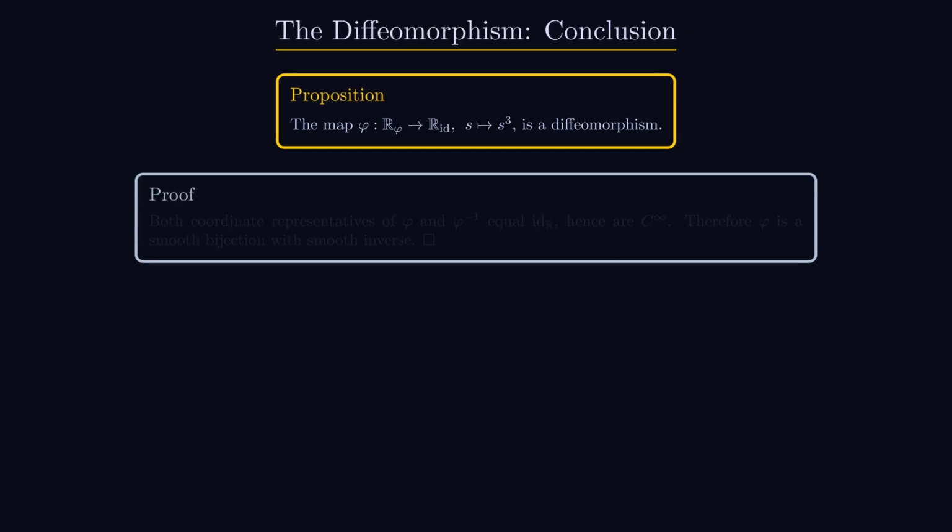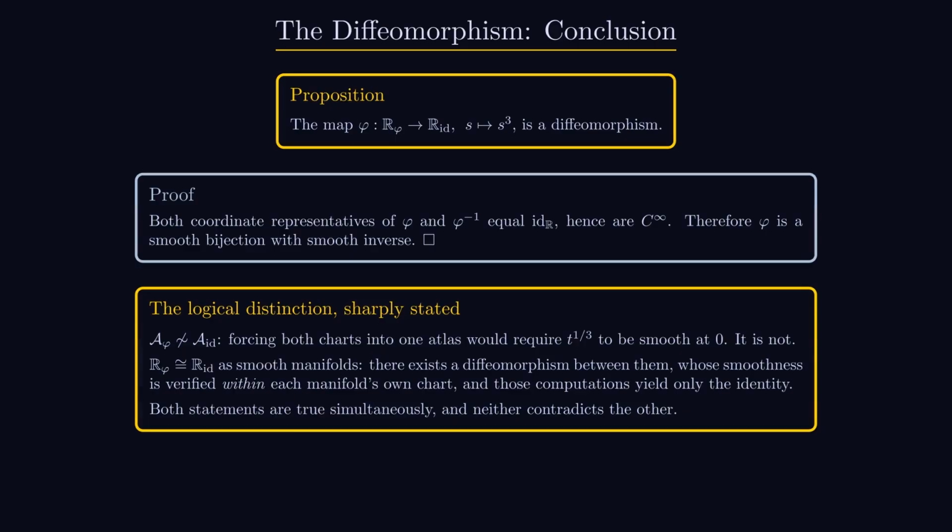The proof is complete. The identity map is C infinity, so phi is smooth from R_phi to R_ID, and phi inverse is smooth from R_ID to R_phi. Therefore, phi is a diffeomorphism. The logical situation can be stated sharply. A_phi and A_ID are not equivalent as atlases. Combining them into a single atlas would require the transition map t to the 1/3 to be C infinity at 0, and it is not.